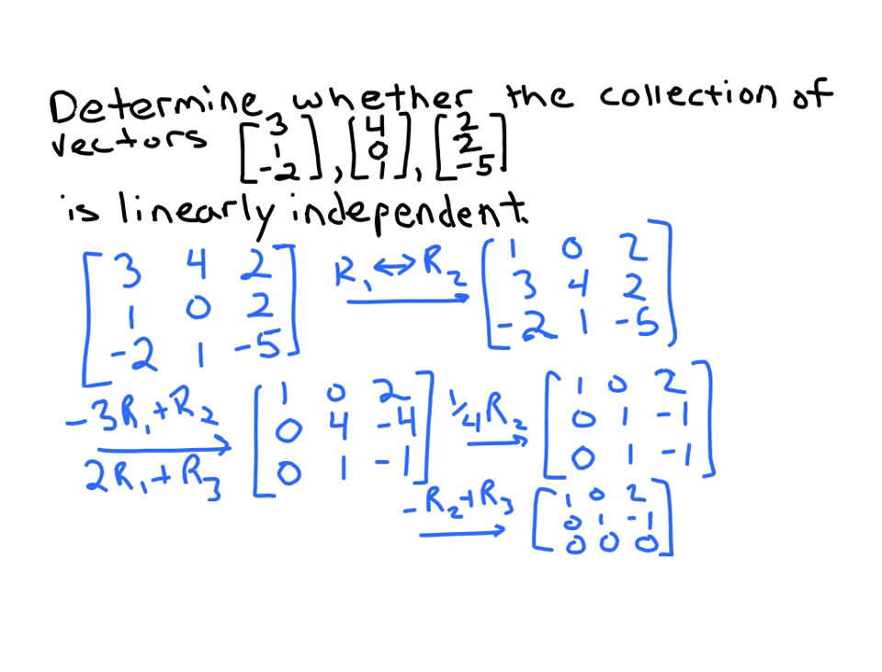So I wanted to talk through the logic there, but overall, what we've discovered is since there is a column that does not contain a pivot, then this collection of vectors is linearly dependent. If we had found a pivot in row 3, then this collection of vectors would be linearly independent. But like I said, we've got x3 is free in this case, and so the collection of vectors is linearly dependent.